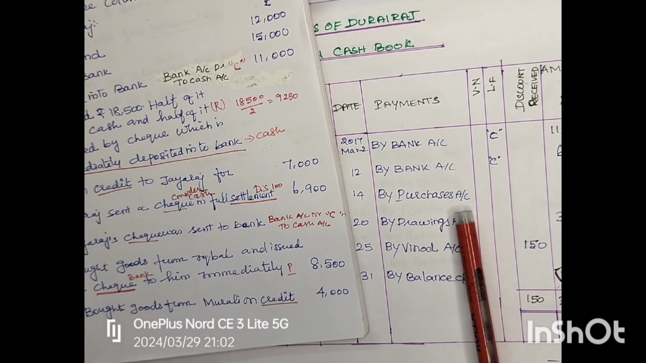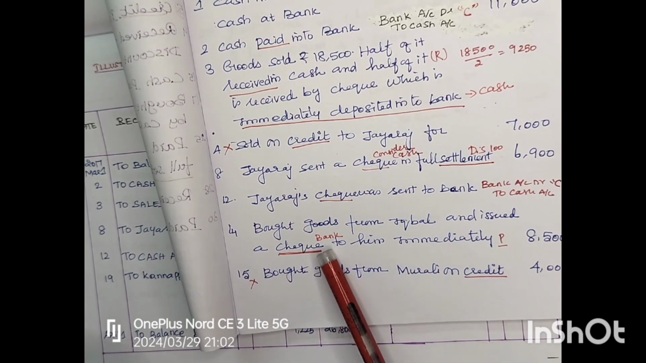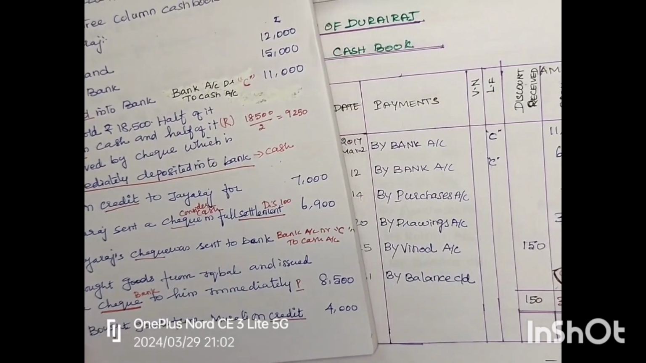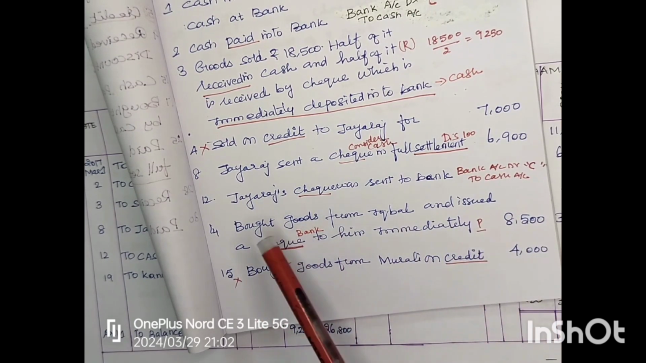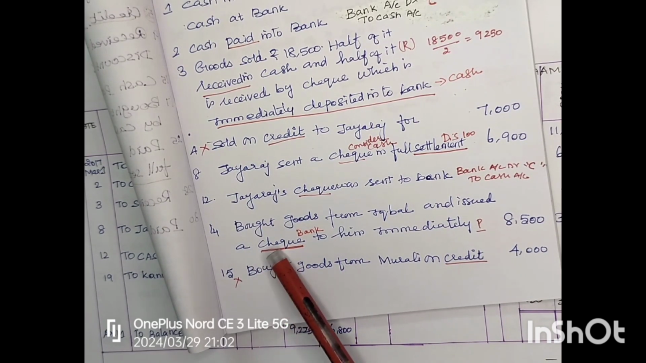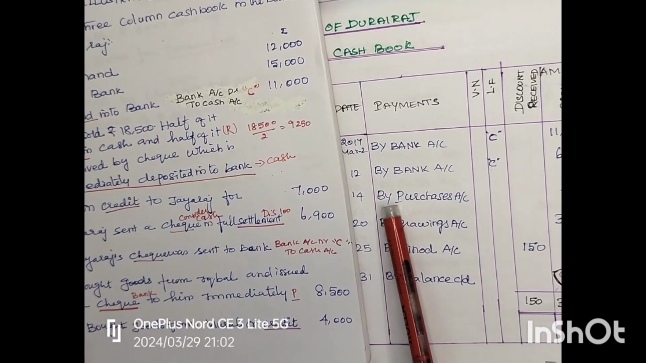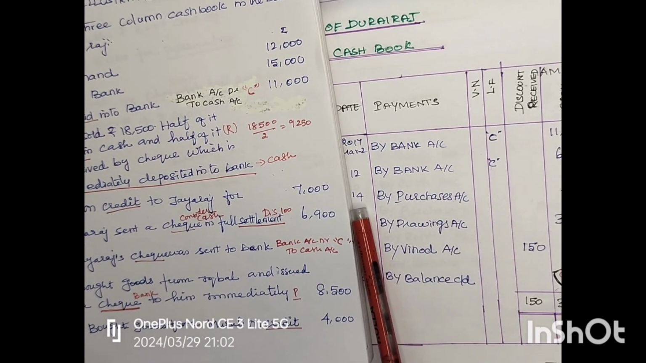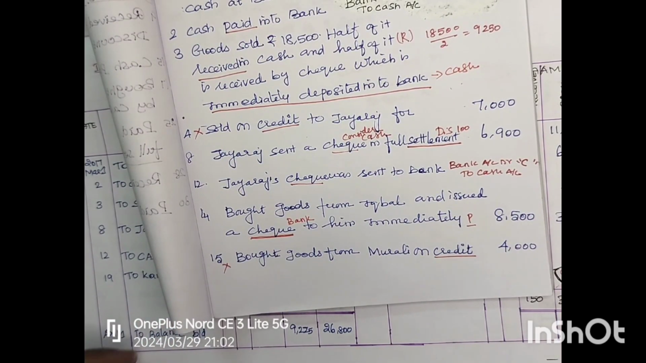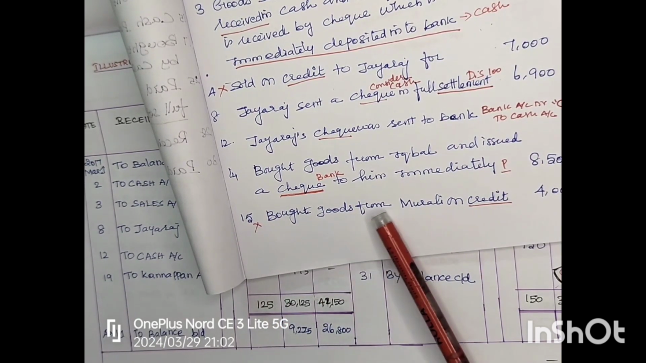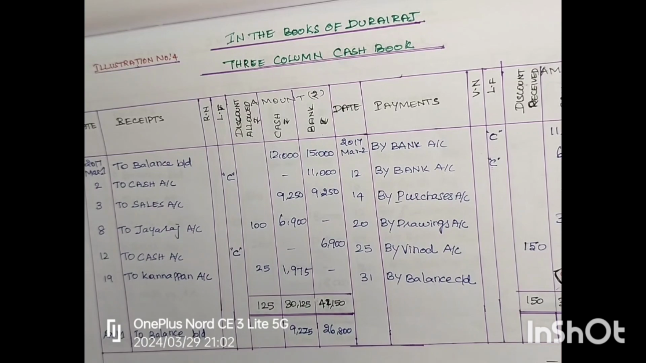So purchases account debit to bank. Your bank account is credited, decreased. So you have to enter 8,500 rupees on the bank column. Listen carefully. Bought goods from Iqbal and issued a check to him immediately, 8,500. So you made purchases through check, and whenever you pay by check, that check is considered the bank. Bought goods means purchases. You go to the credit side, the payment side, dated 14th March, by purchases account. You enter that amount on the bank column, 8,500 rupees. Then, dated on 15, bought goods from Murali on credit. Credit related transactions you won't take, so we omit this transaction. Let's see another transaction.